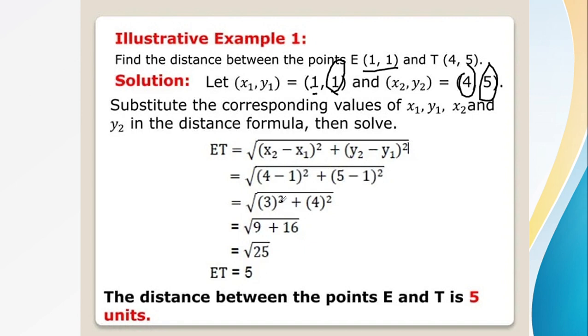So 4 minus 1, that's 3. 5 minus 1, that's 4 squared. 3 times 3, that's 9. 4 times 4, that's 16. 9 plus 16, that's 25. The square root of 25, that is 5. So we have the distance between the points E and T is equal to 5.